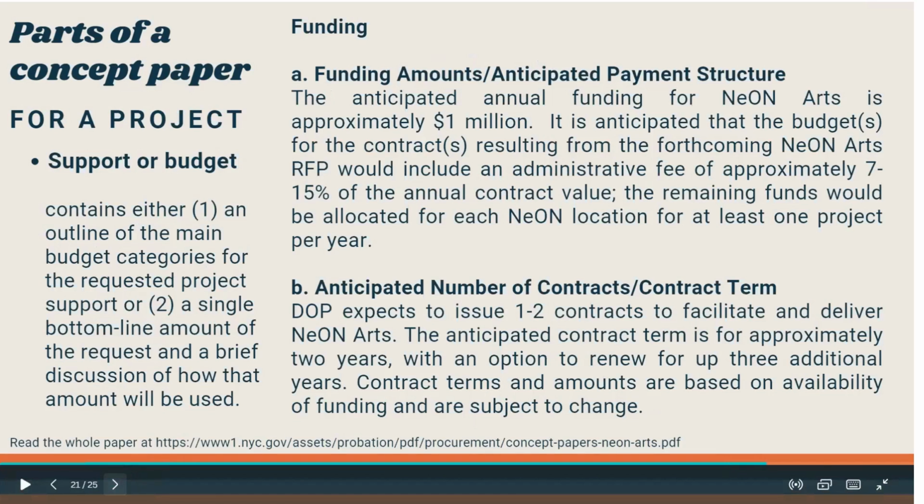The fourth element is the support or budget. This is the core reason why you are writing a concept paper, to request support. Support could be in terms of advertisement, consultation, and finances. This part contains either an outline of the main budget categories for the requested project support or a single bottom line amount of the request and a brief discussion of how that amount will be used.